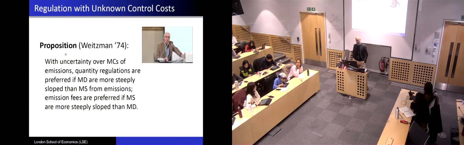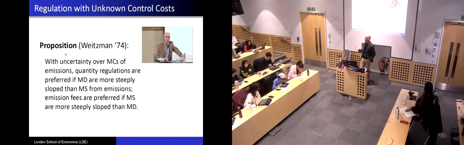What he said is the following: with uncertainty over the marginal cost of emission, quantity regulation is preferred if marginal damage is more steeply sloped than marginal saving from emission. Emission fees are preferred if marginal savings are more steeply sloped than marginal damage. This is basically what I just showed you. And that might explain why in many cases we see much more quantity regulation, things like cap and trade, than taxation.